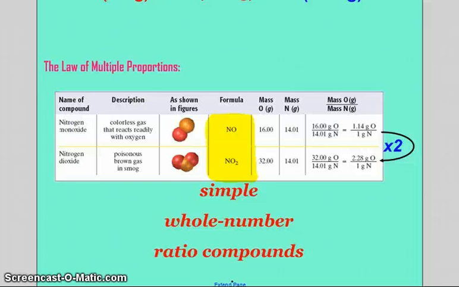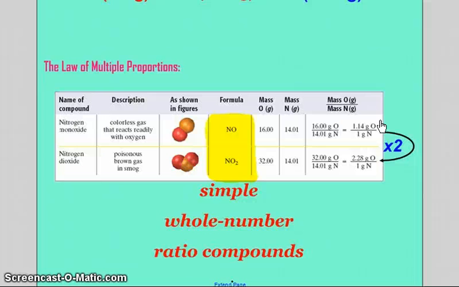The math can get complicated. We won't do that in this class, but you can see over here that in nitrogen monoxide we have a 1.14 gram of oxygen to nitrogen ratio. Nitrogen dioxide 2.28 to 1. So that's not the simple whole number ratio we're talking about, but you can see 1.14 to 2.28 is exactly double. And if we had nitrogen trioxide, it would be triple. So those whole number ratios are important.